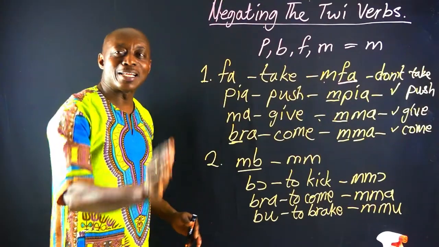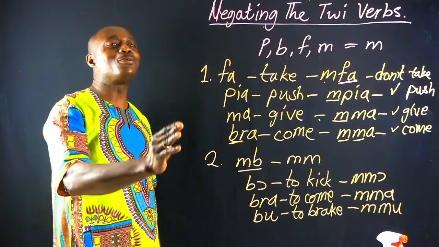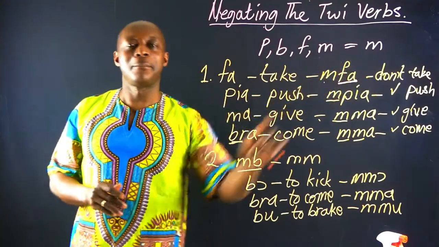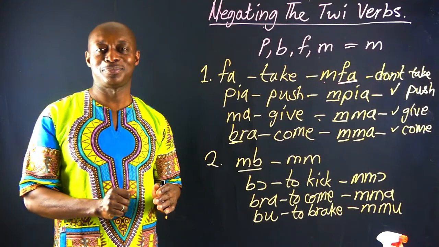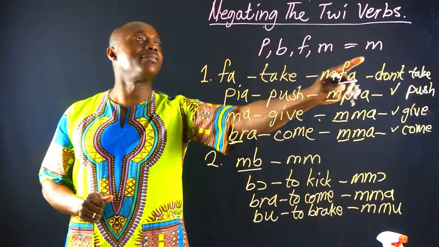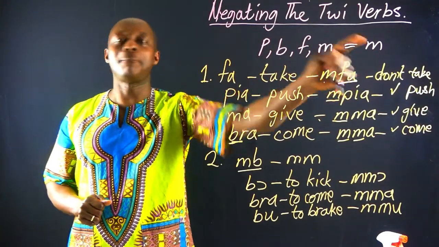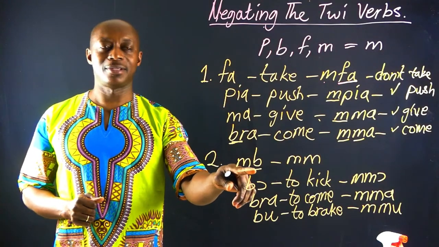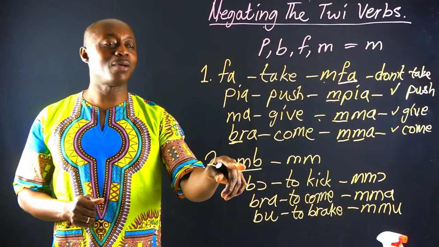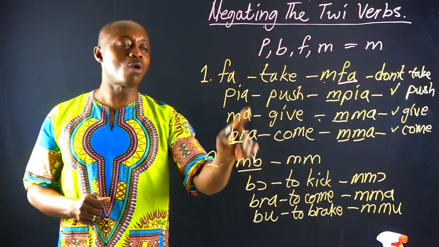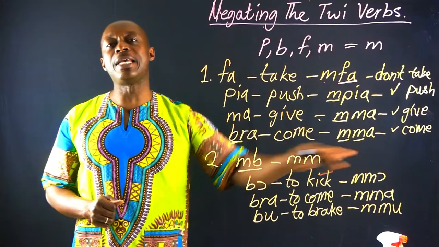In the previous episode, we learned the two fundamental rules that we need to know as far as negating verbs that should be prefixed with M are concerned. So we are saying that if the verb begins with any of these consonants, please just negate it by prefixing it with M. But if by so doing, you get this combination, MB, then double the M and do away with the B, and the verb will be in the negative form.